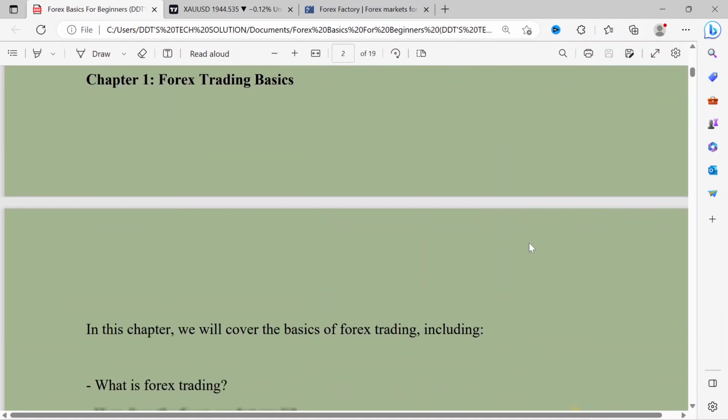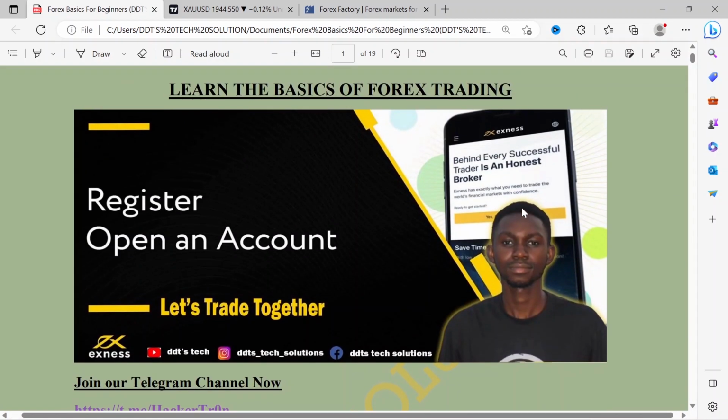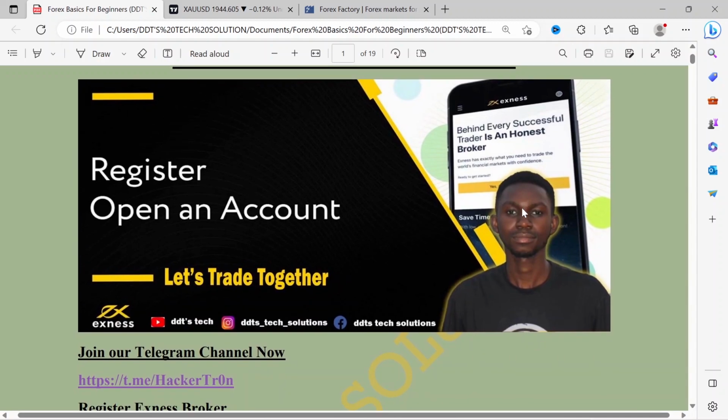So let's get started with the basics of forex. So how do you get started with forex? How do you set up your setup for forex trading?